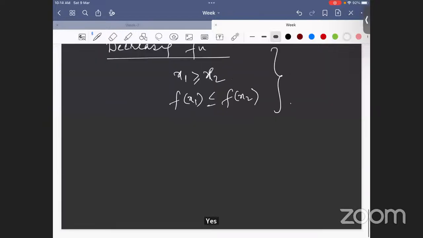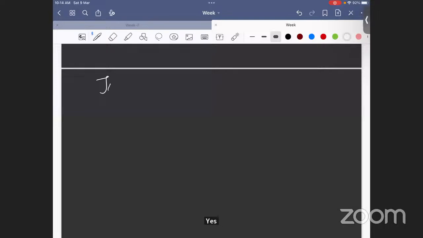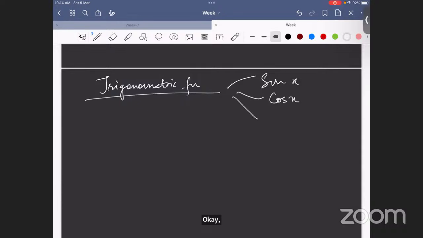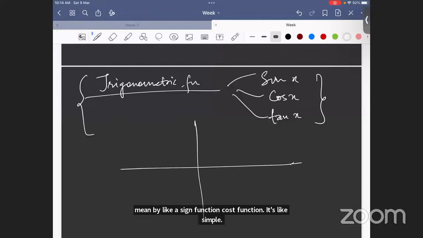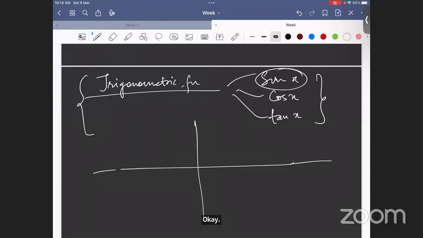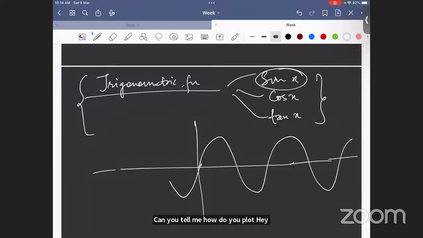Then we have discussed some of the basic functions, the trigonometric functions, like sine x, cos x or tan x. Hopefully everyone is aware of what a sine function and a cos function are. It's simple. Can you tell me how you plot sine x? Basically it goes somewhat like this, right? It's a periodic function.